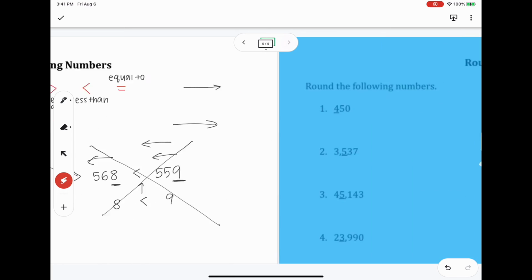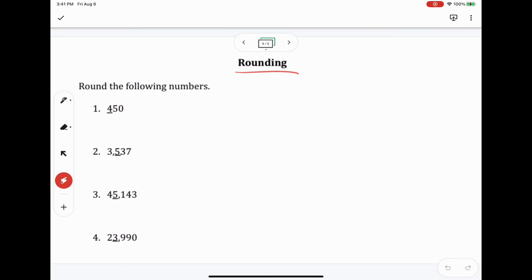Now, the last section we're going to go over is rounding. And we're going to round the following numbers to the indicated place values, which you can see in the underlined over here. Now, when you're rounding, you have to look at the underlined value, and then the first step should be you look at the number right of the underlined value. And I'm going to call this the circled, and you're going to circle that number to the right of the underlined value. Now, if that circled number is less than 5, you're going to keep the underlined value the same.